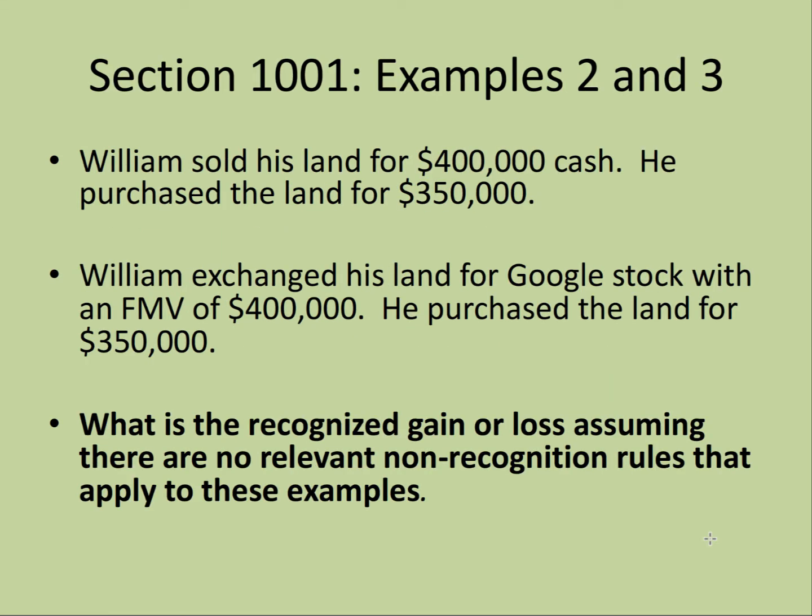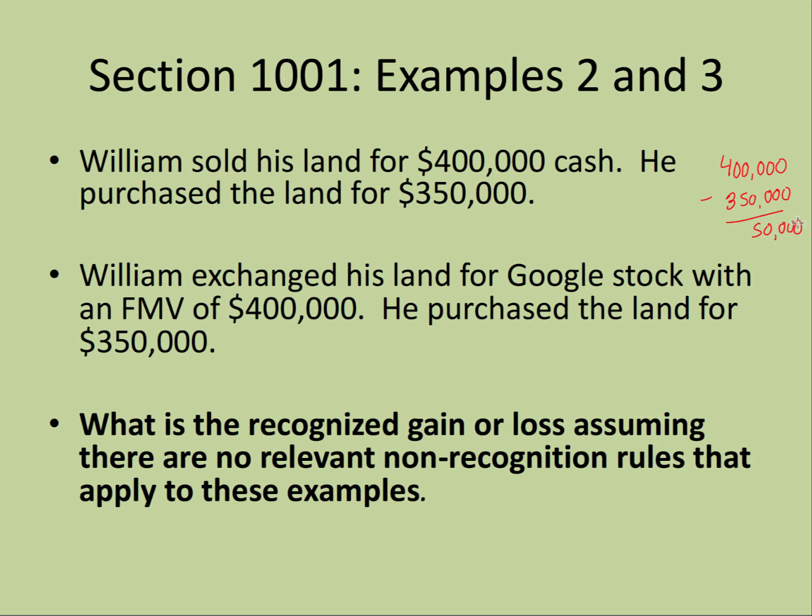So let's consider some more transactions. William sold land for $400,000 cash. He purchased the land for $350,000. Well, right there, in that transaction, William has $400,000 amount realized, minus $350,000 adjusted basis, gives us $50,000 of gain.